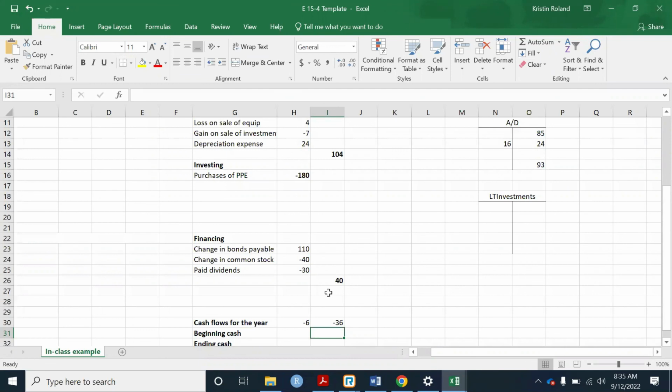Where should that go? What category? So we're buying equipment. Does that help? Investing, right? Okay, good. So here we need to put sale of equipment, and we got a positive 20. And there's one more thing. Can you guys find it? Sold long-term investments. How much did we get? $10, right? And that's also an investing activity. Good.